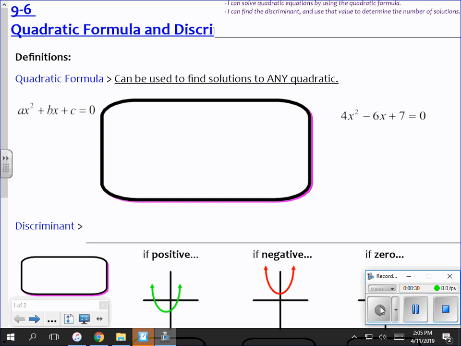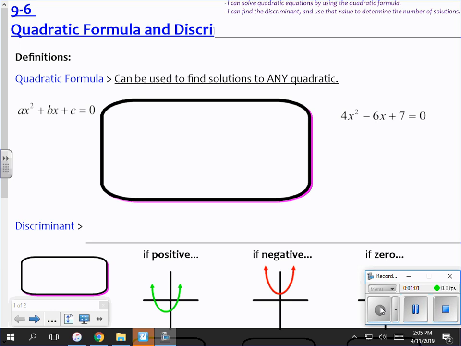Okay. I don't like to use it a whole lot, because it is complicated. There's no getting around that. It is complicated. If you can factor or use square roots, factoring or using square roots is a much, much, much better way of solving than using the quadratic formula. The quadratic formula works every time, but the quadratic formula is the last resort.